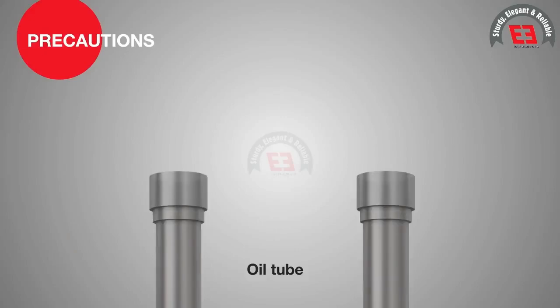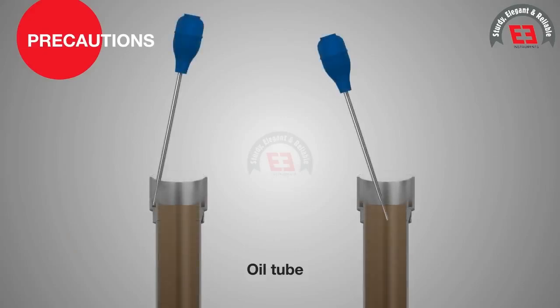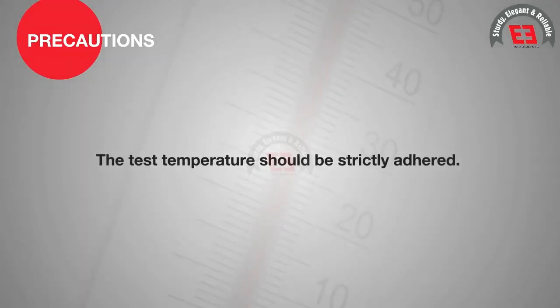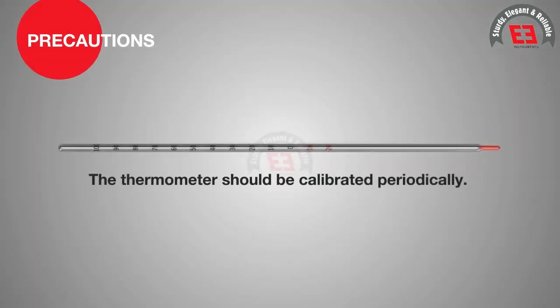Precautions. The test shall be started over again if the tip of the withdrawal tube touches the overflow rim. The oil cup and orifice should be thoroughly cleaned. The test temperature should be strictly adhered to. The thermometer should be calibrated periodically.